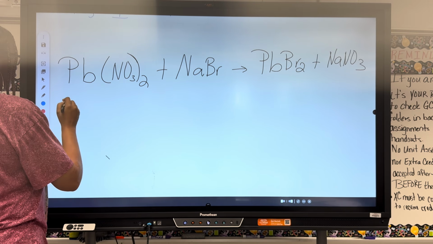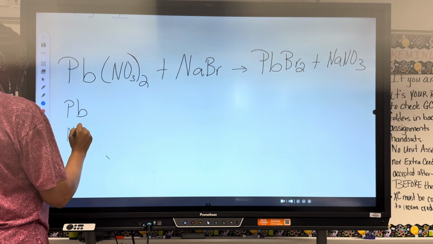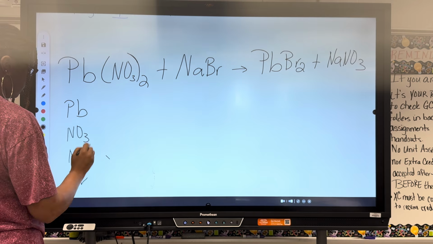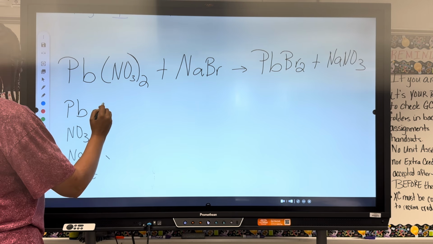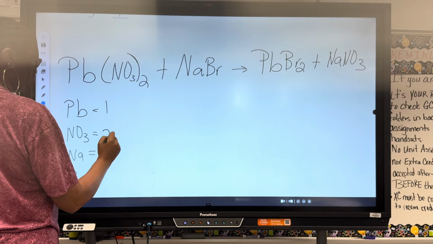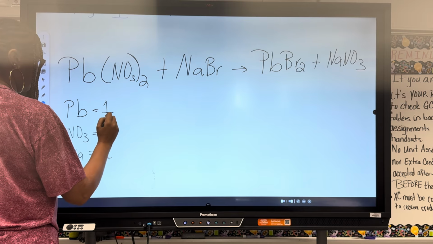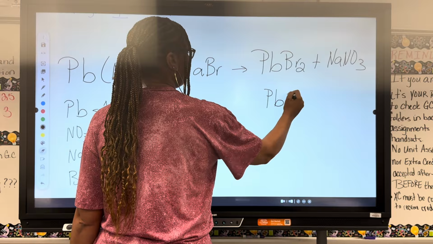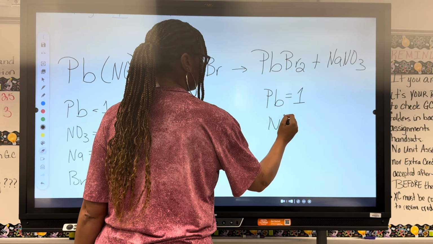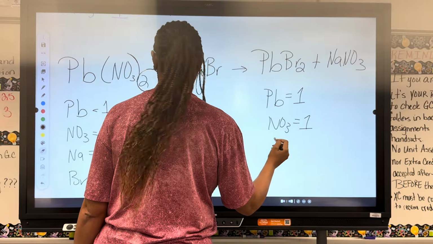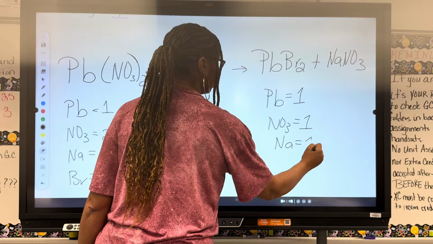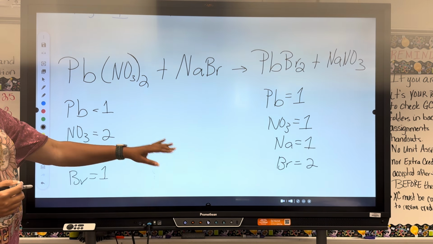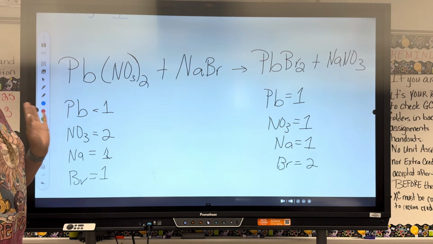Again, I have lead. I'm going to treat my polyatomic ion as one thing. I have sodium and I have bromine. So there's one lead, there's two nitrates, one sodium, and one bromine on this side. If I come over here, I have one lead, one nitrate, one sodium, and two bromines. So there's two imbalances here, okay? So I always start with polyatomic ions.